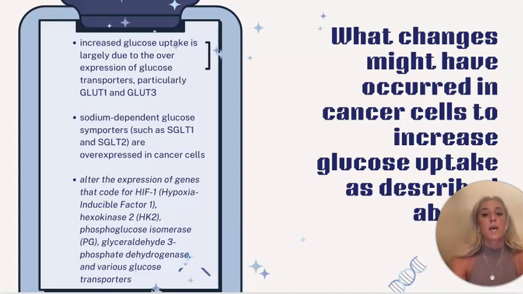Cancer cells, as I said, require more glucose than normal cells. This increased glucose uptake is largely due to the overexpression of glucose transporters, particularly GLUT1 and GLUT3, which are responsive to low oxygen levels, as well as other glucose transport proteins. GLUT proteins and sodium-dependent glucose transporters such as SGLT1 and SGLT2 are overexpressed in cancer cells.